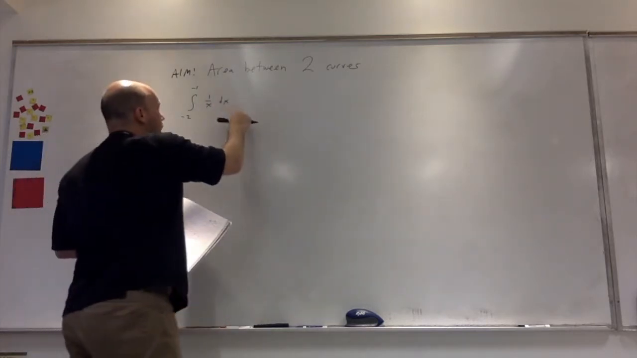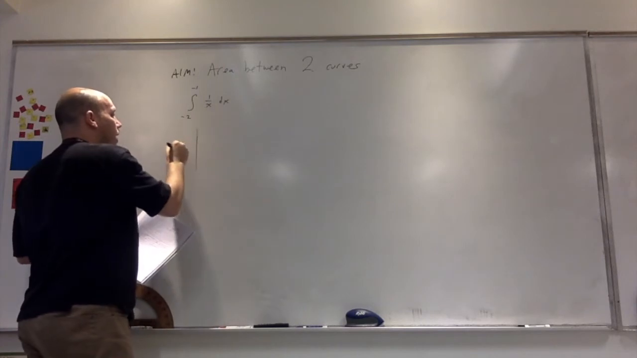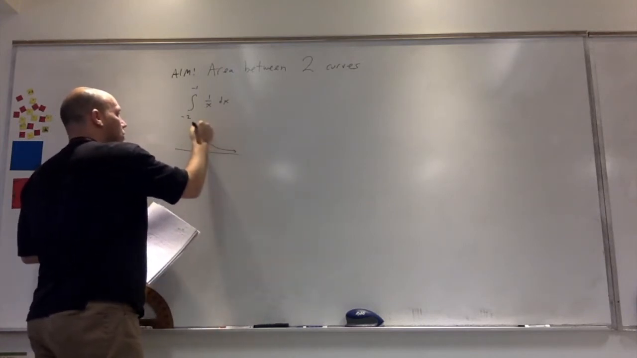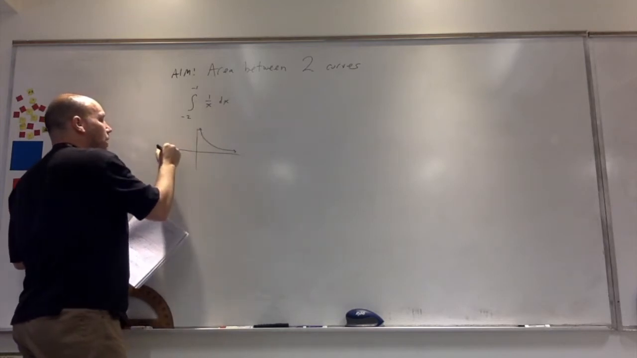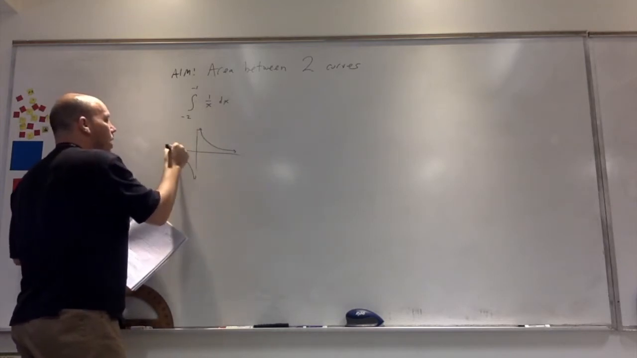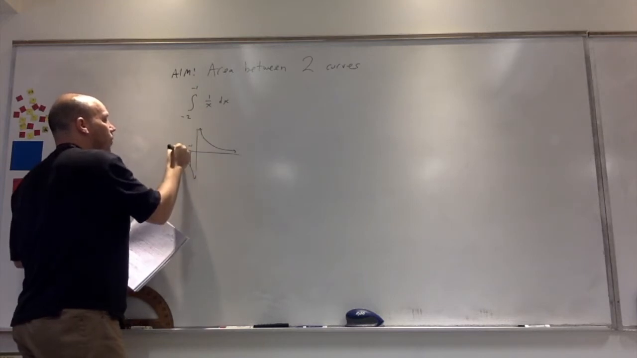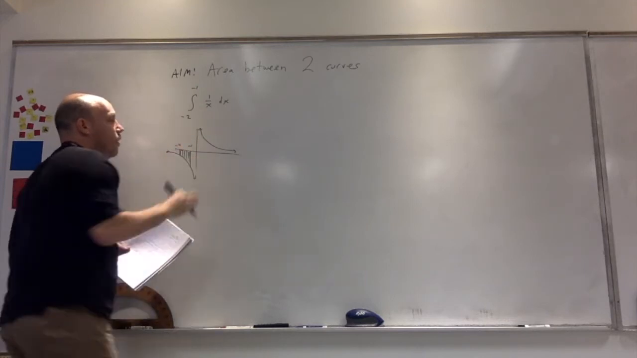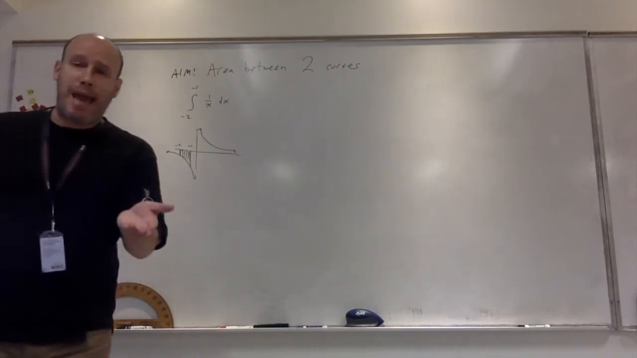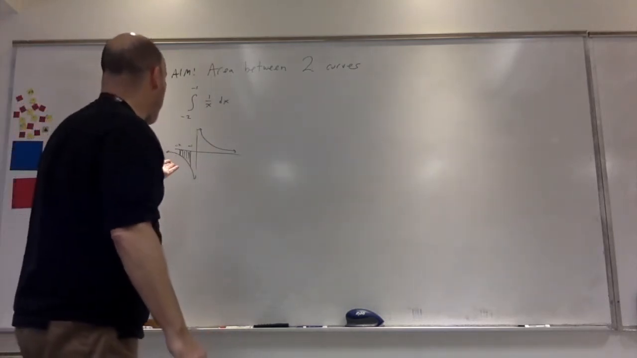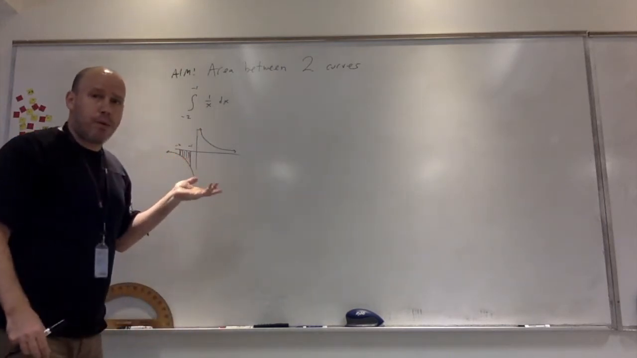Looking at 1 over x dx, we know here's the right branch and here's the left branch, and here's -2, here's -1. We know we can find the area of this. We know it exists. We know it's going to be a negative number, but it's still a number that we can find.